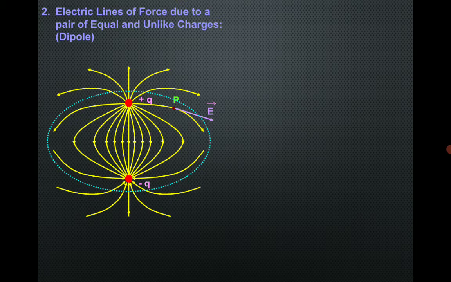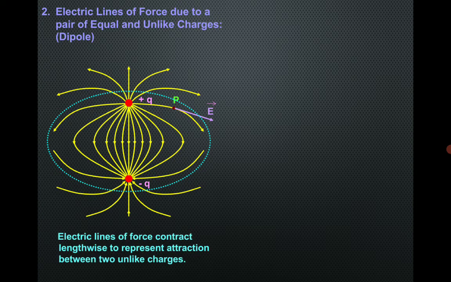You can see this pattern which is covered in this dotted box. Electric lines of force contract lengthwise to represent attraction between the two unlike charges. So lengthwise contraction is there to represent the attraction.